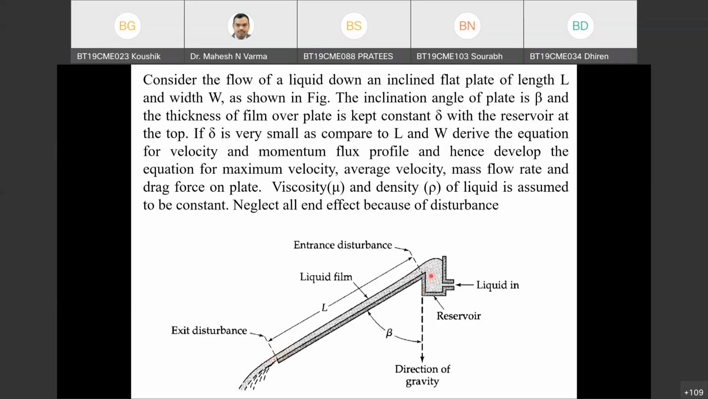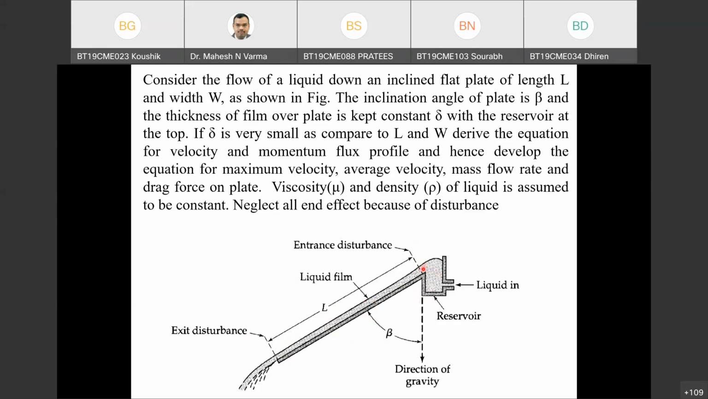So this will be generally less than, you can say, 1% of the total length of the plate. This is called the entrance disturbances. This end effect is called the exit disturbances. Okay, entrance disturbances, exit disturbances. So you can neglect these disturbances, and we are interested in fully developed flow.